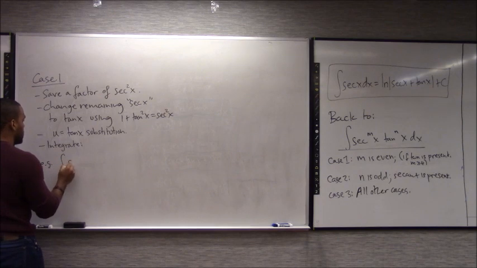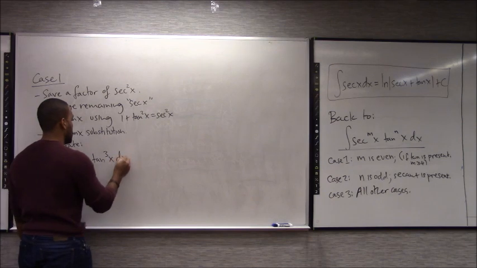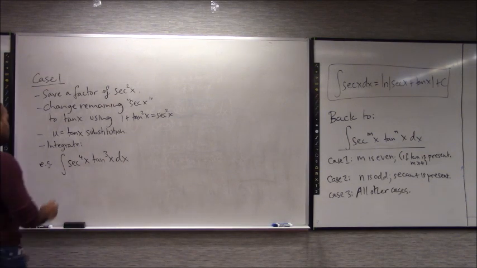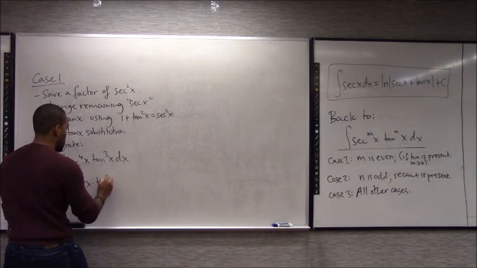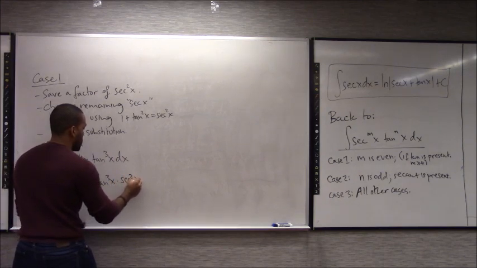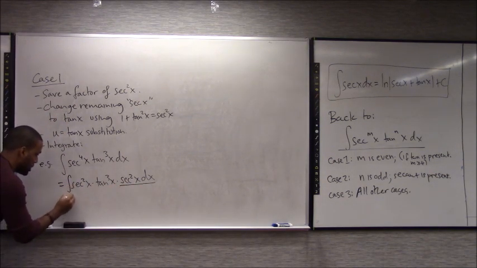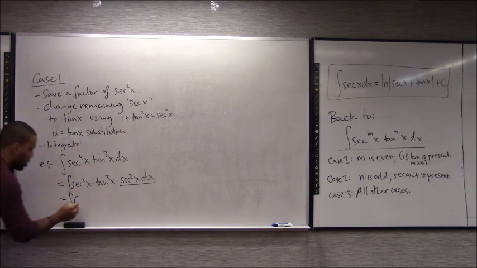Say you have secant to the 4th x tangent cubed x. It doesn't actually matter whether the power of tangent is odd or even. The fact that the power of secant is even and at least 4 allows you to use this rule. So you break that apart, save a factor of the secant squared, detach that and leave it at the end. You're going to change all other secants to tangents using this. Notice that I can write secant squared as 1 plus tangent squared.